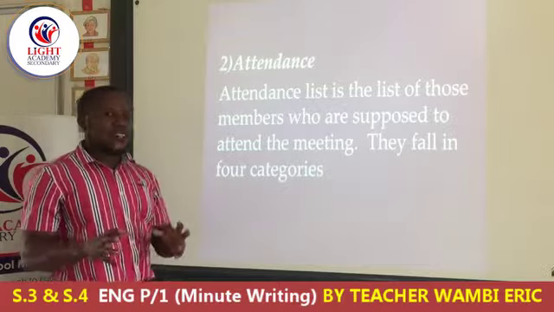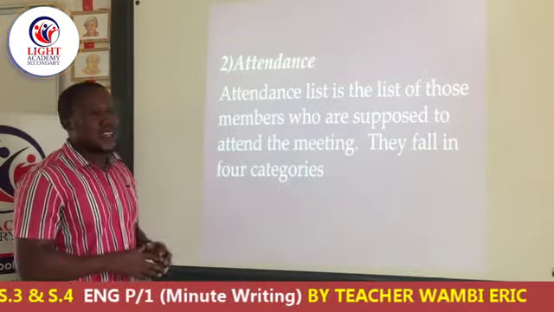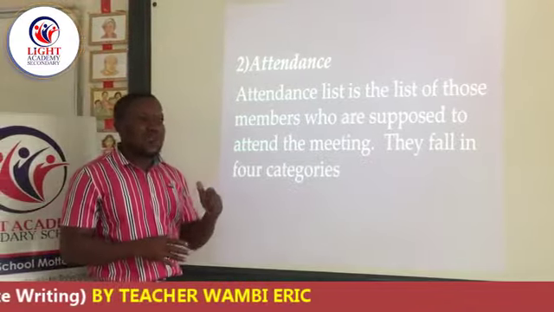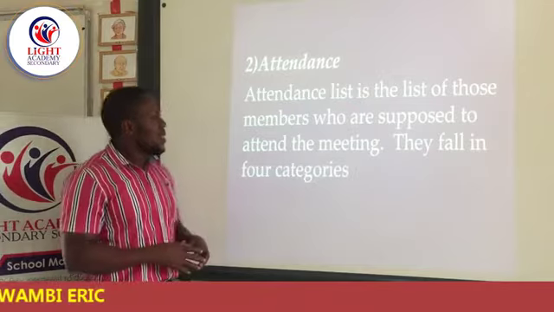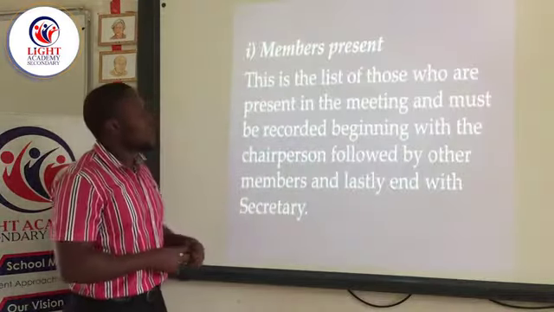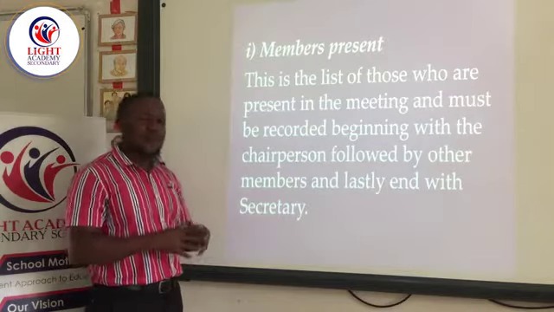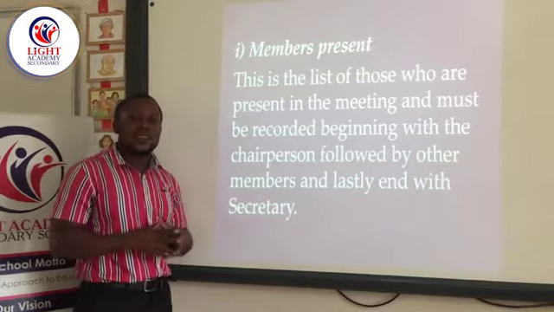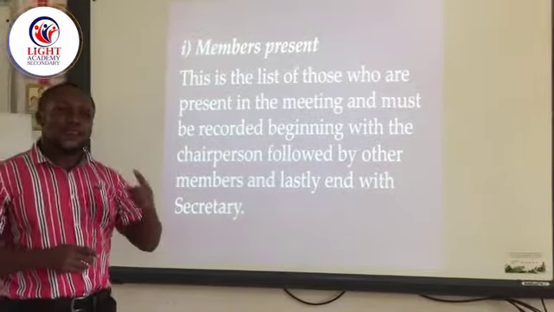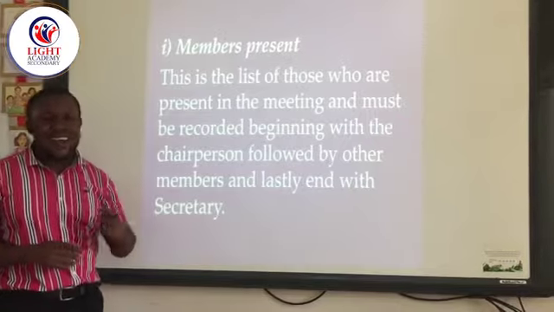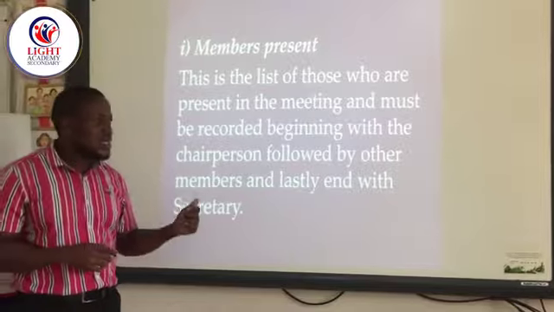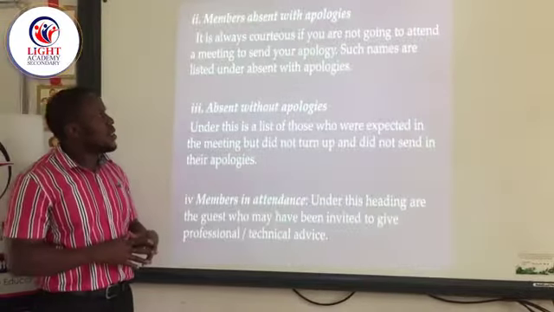So when we are done with that title, the next thing is to look at the attendance. And we are going to say that our attendance is subdivided into 4 aspects. We shall begin by looking at the first aspect. This is a list of the members who are present. We are going to begin by listing those members, beginning with the first character, who happens to be none other than the chairperson. Then the last person in that list is the secretary.